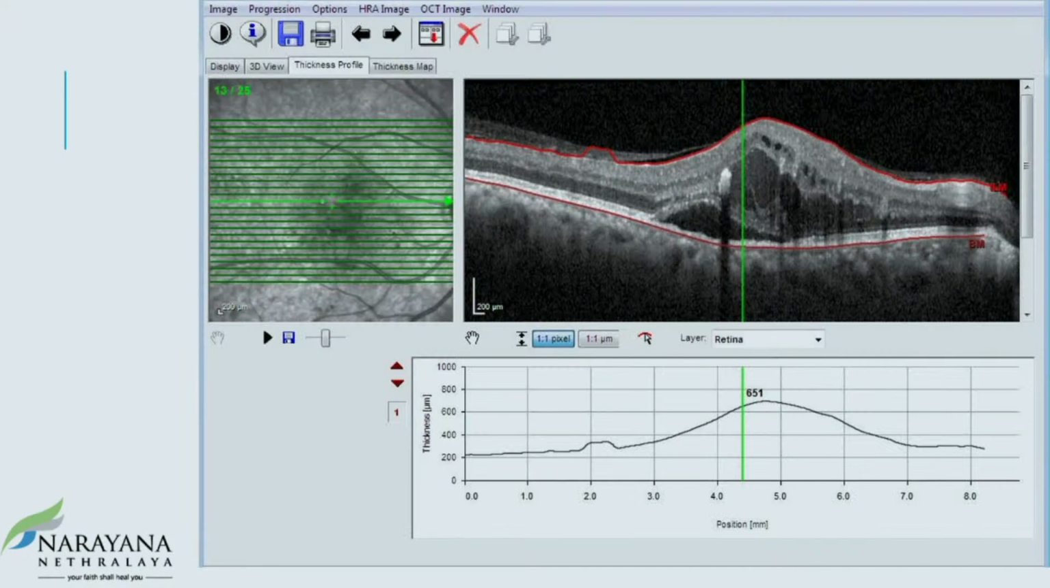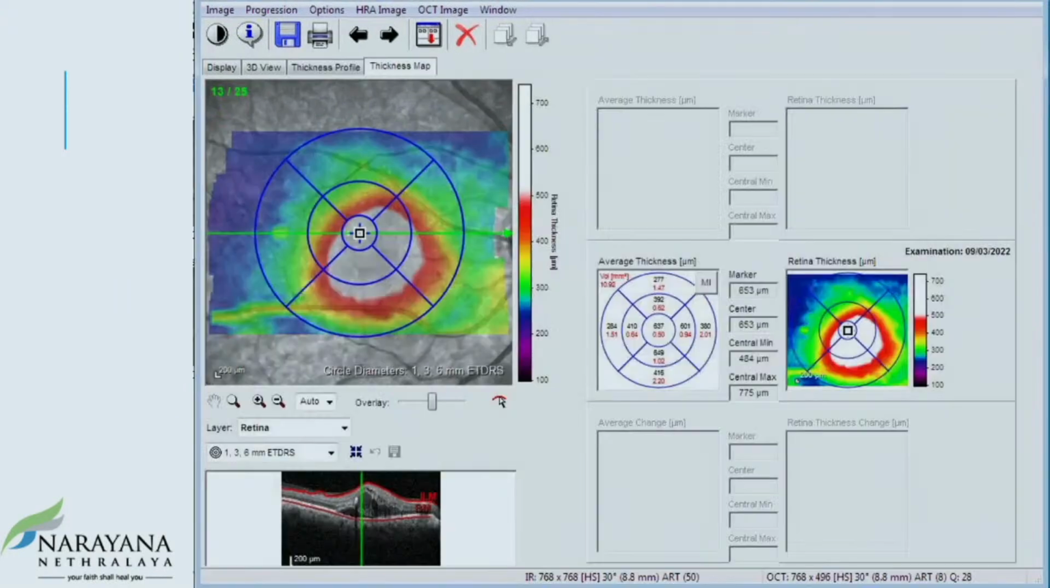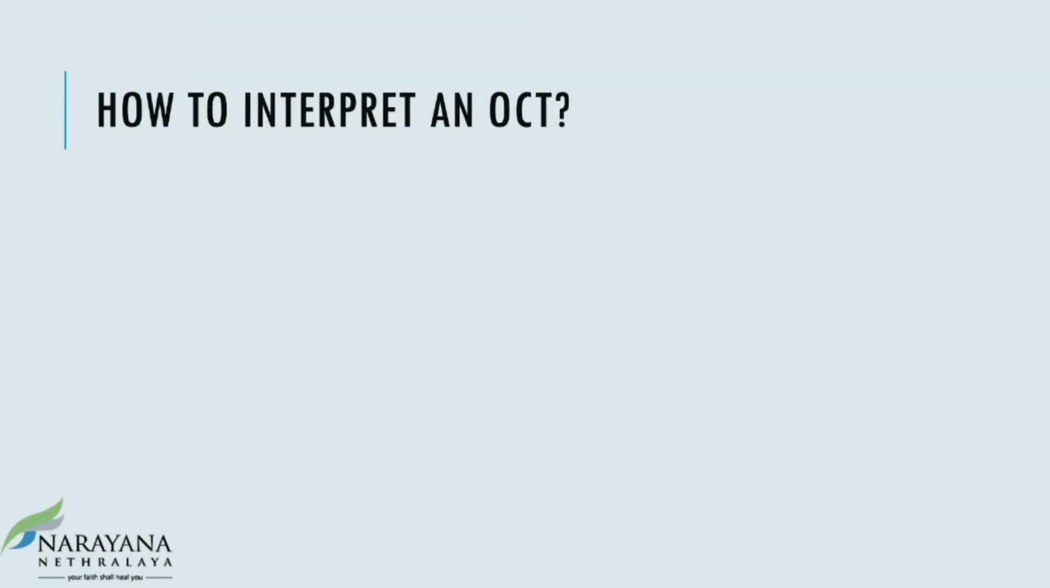So you also get a thickness map like this, and this is extremely useful when you actually want to follow up this patient post treatment. So you know it's 651 microns here, whether the drug has affected the patient positively or not, what is the reduction in the thickness. You also have this map where you can see where the edema is distributed in a particular patient.